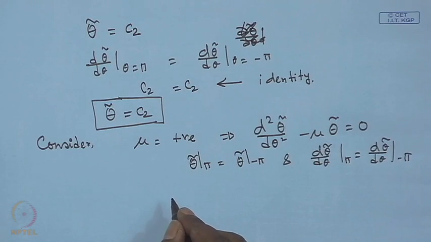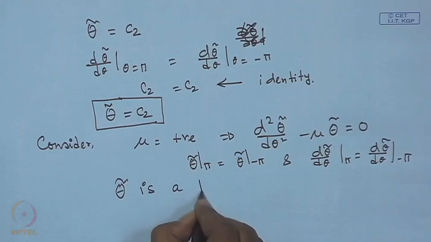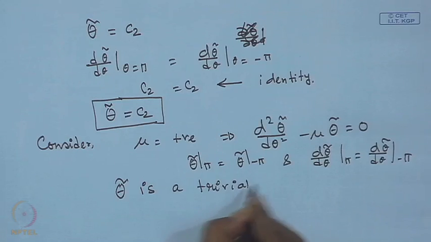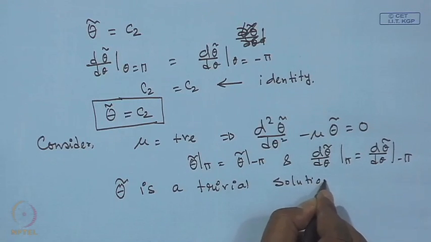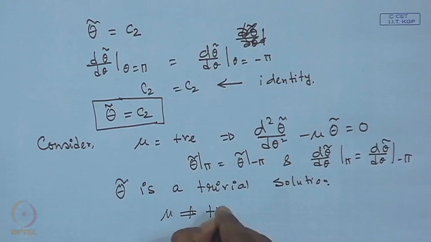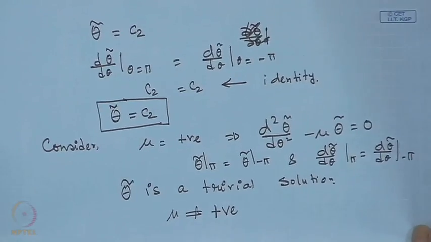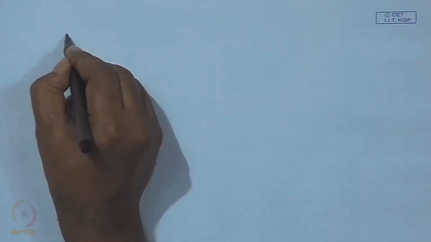We have solved this type of equation a number of times in earlier classes. So, please do go ahead and solve this problem by yourself. You will find out that you will be getting theta hat as a trivial solution, basically theta hat equal to 0. So, mu cannot be positive, the positive constant is ruled out. So, let us look into the negative constant. If mu is negative, that is the other case.